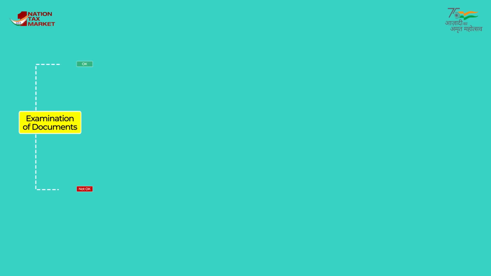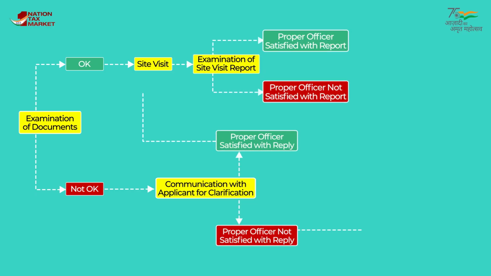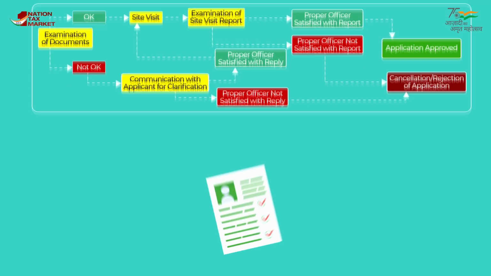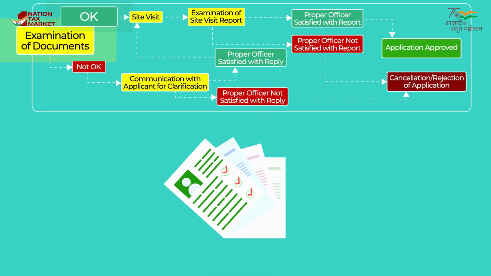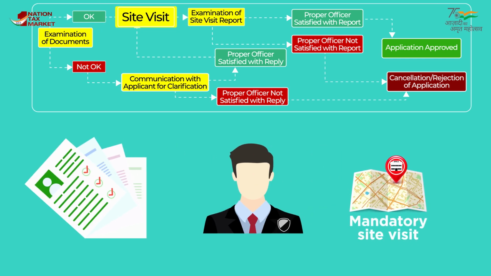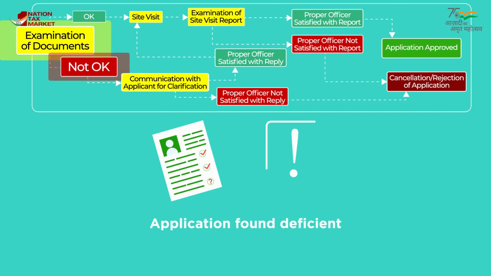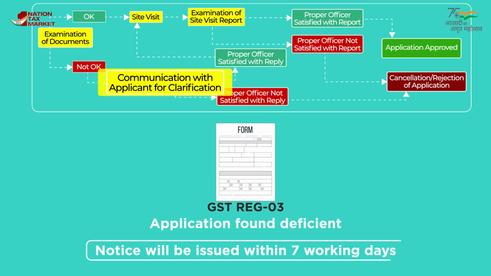Let's understand the process when an applicant failed to undergo authentication of Aadhaar. If the application and accompanying documents are found in order, proper officer shall mark the application for mandatory site visit. Where the application is found to be deficient or any clarification is required, notice in Form GST Reg 03 is issued to the applicant within 7 working days.